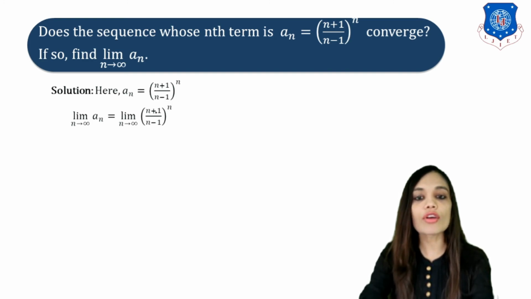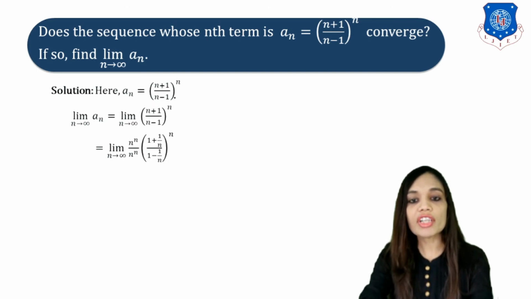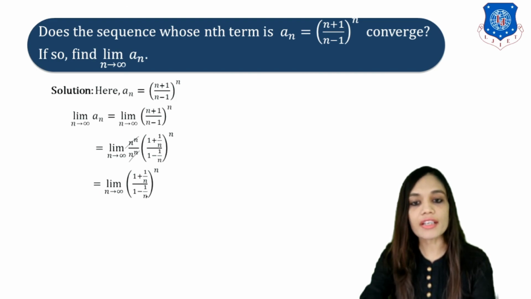Now again we take out n common from the numerator and denominator. So what will get out common? n^n upon n^n, and what will remain? (1 plus 1 upon n) upon (1 minus 1 upon n) whole raised to n. Now these two will get cancelled out. So what we will get? Limit n tends to infinity ((1 plus 1 by n) upon (1 minus 1 upon n)) whole raised to n.